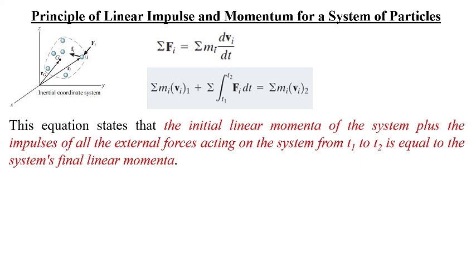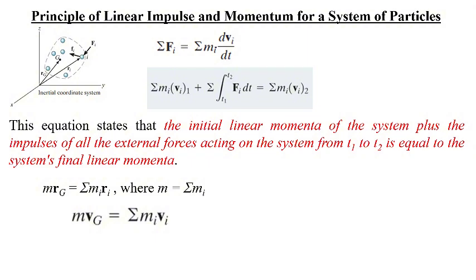Since the location of the center of mass of the system is determined from this equation, that is M rG is equal to the summation of mi ri, where M is equal to the summation of mi, that is the total mass, or the summing up of the masses of all the particles, if we now take the time derivatives of the two sides, what will be left is M vG is equal to the summation of mi vi.